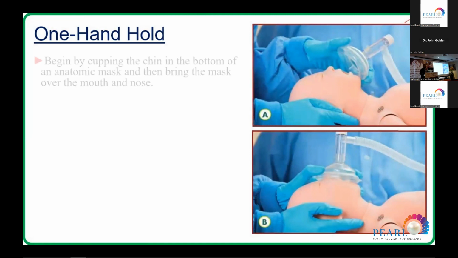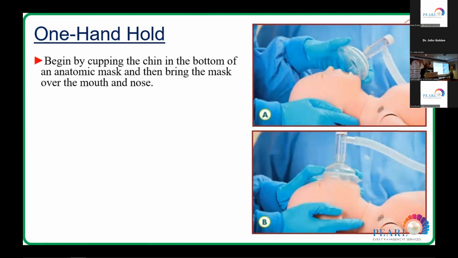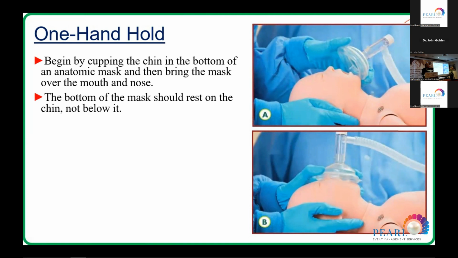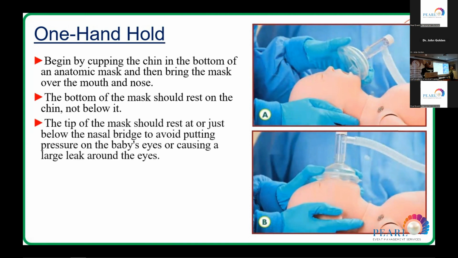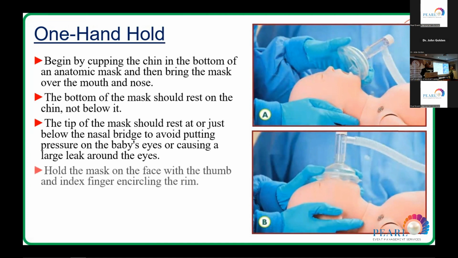One hand hold. This is the first position if you use one hand for placing the mask. Begin by cupping the chin in the bottom of the anatomic mask and then bring the mask over the mouth and nose. The bottom of the mask should rest on the chin, not below it. The tip of the mask should rest at or just below the nasal bridge to avoid putting pressure on the baby's eyes or causing a large leak around the eyes.